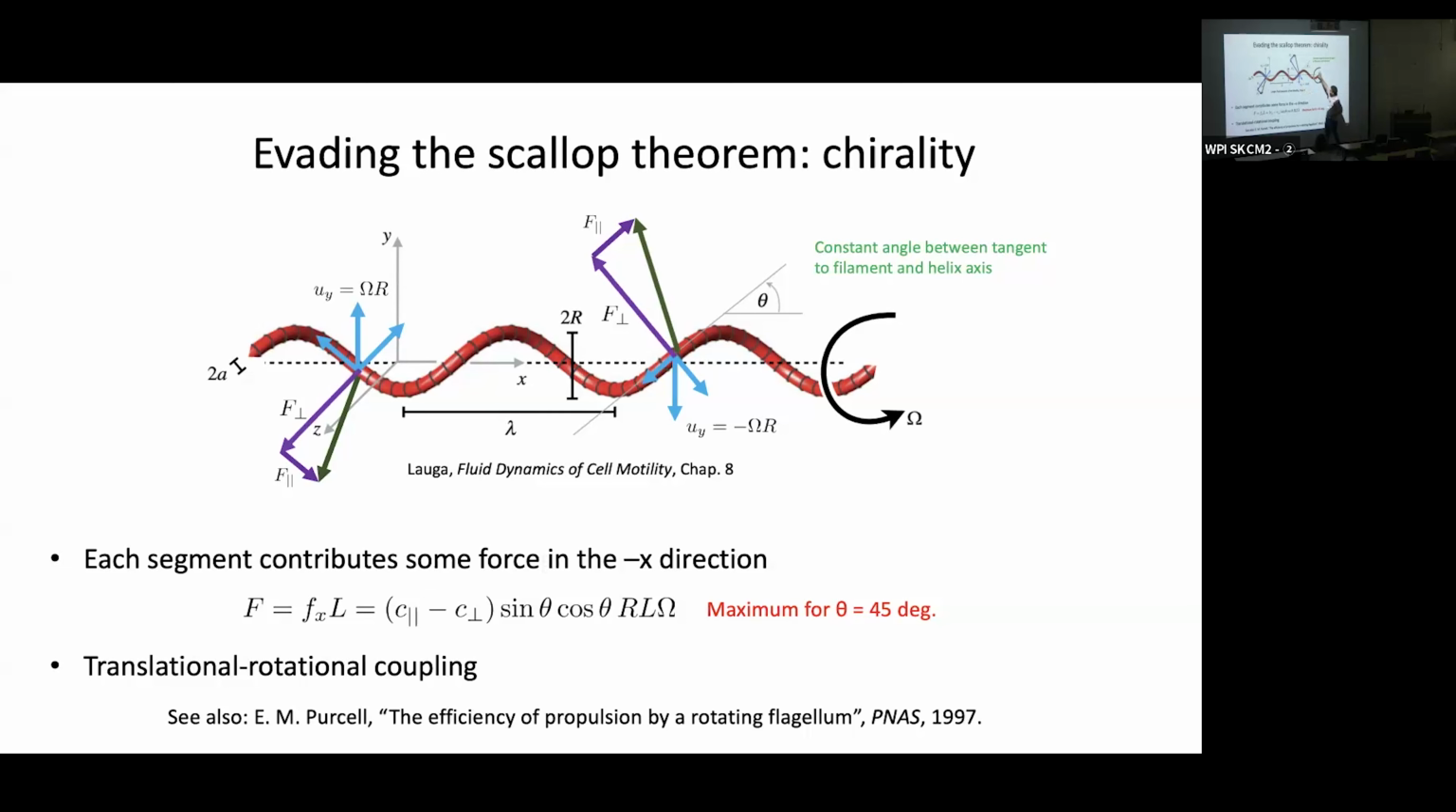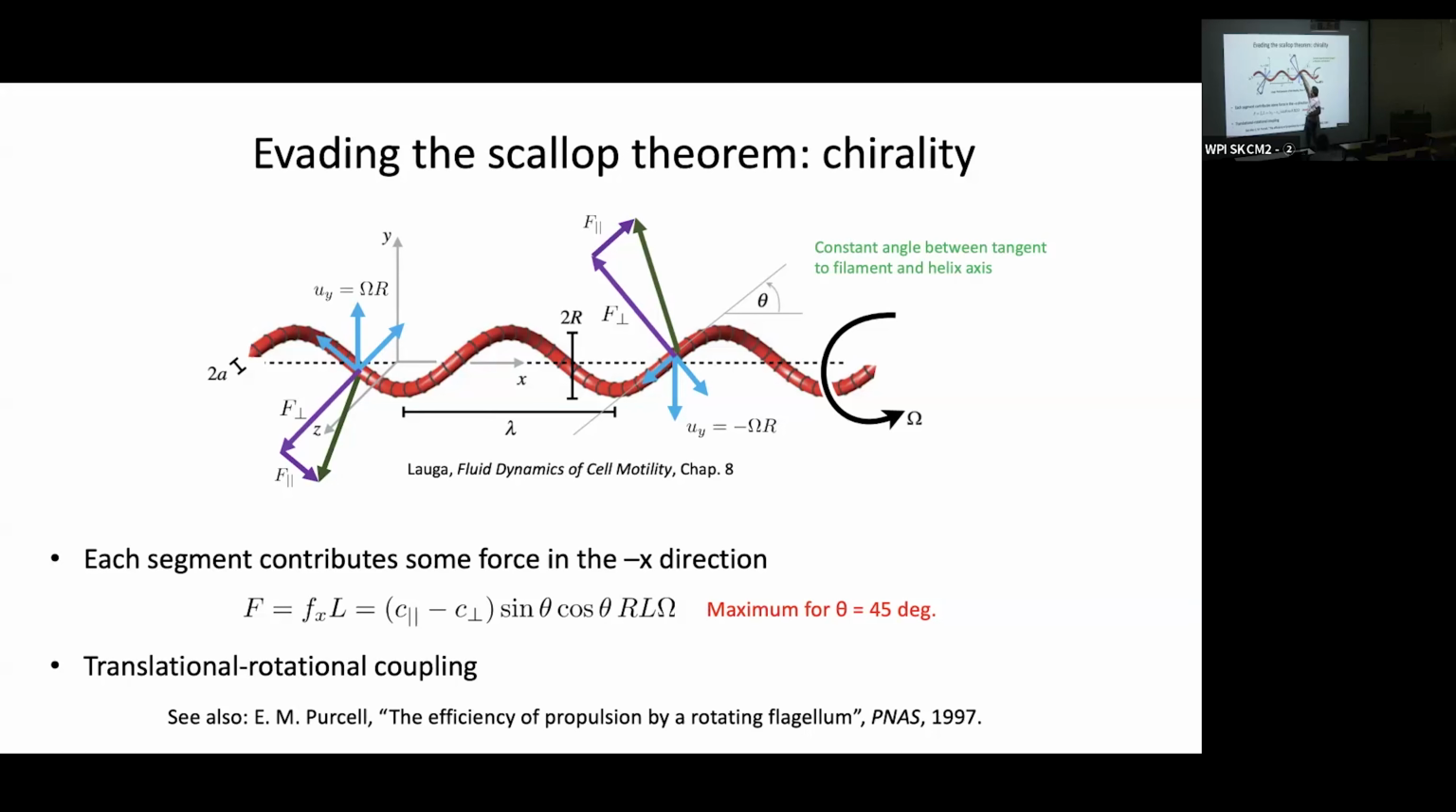So if I have this helix rotating with rotational velocity omega, this segment is instantaneously moving downward. I can decompose that velocity into tangential and perpendicular components. This one is going to give me a big contribution to drag. This one, a small one up there, F parallel. The resultant is that green arrow.